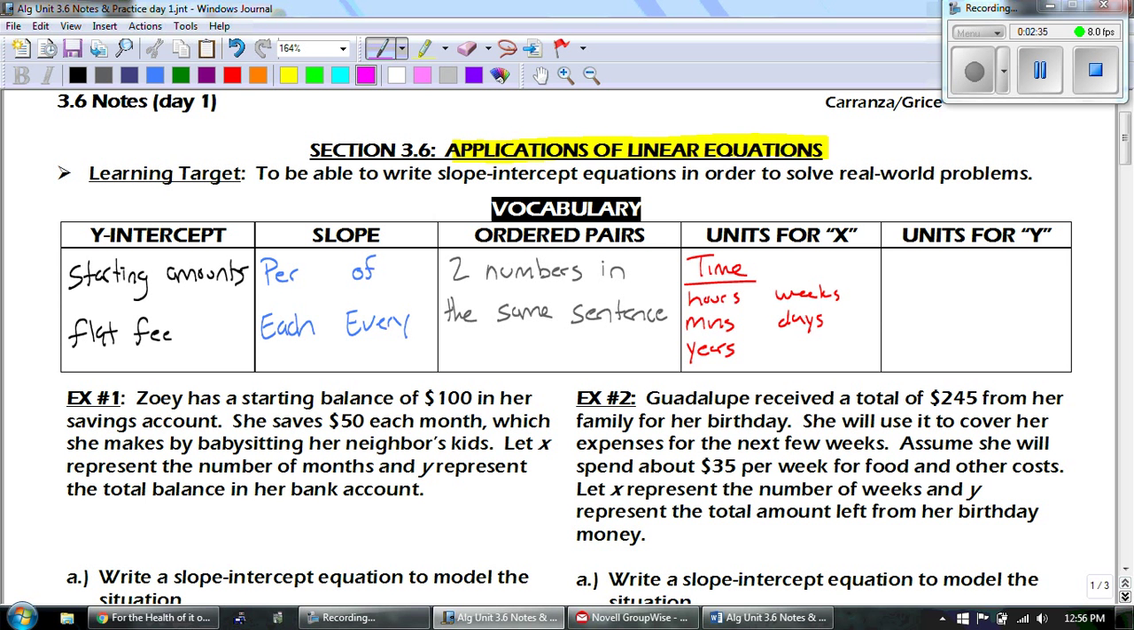And then units for y. The key thing that they're going to be talking a lot about for y is going to be dollar bills, or money, however you want to describe it, and other things that depend on x. So things that depend on whatever our x was. And those are special cases, and we'll go through those.